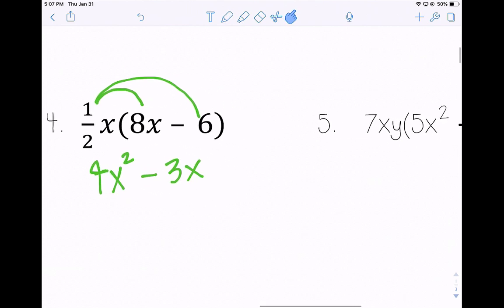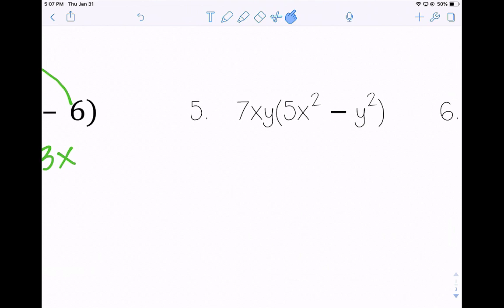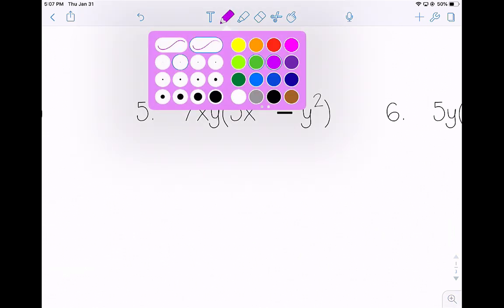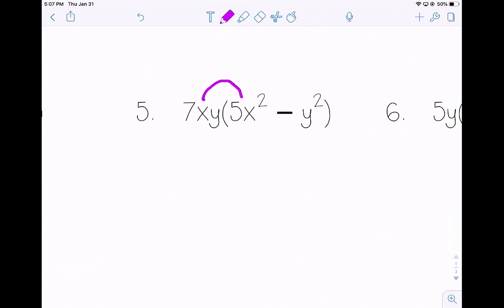Number 5, we're distributing a 7, x, and y. So all 3 of these pieces we're going to distribute to 5x squared and to the -y squared that's already there. So 7xy times 5x squared, we do 7 times 5 is 35. 5x squared already has 2 x's. We put another one with it. That's going to be x cubed. And then this doesn't have any y's, but we're putting a y with it, so that needs to go there. We want to put it in this order, x cubed y, because it goes in alphabetical order. So we don't want to put y in front of the x.